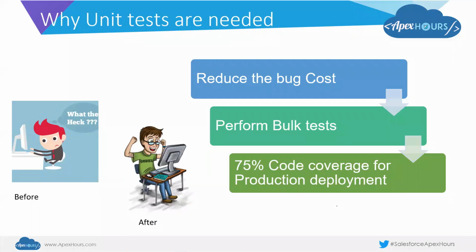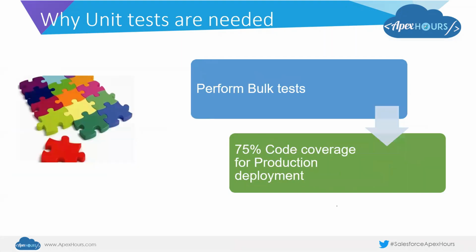So these are the two images. If you're writing unit test code, after deploying that code, you are going to get a very minimal number of bugs in your live environment, or there might be possibilities that you are not getting any bugs in your live environment. The third point is that we always need to perform testing on bulk records.